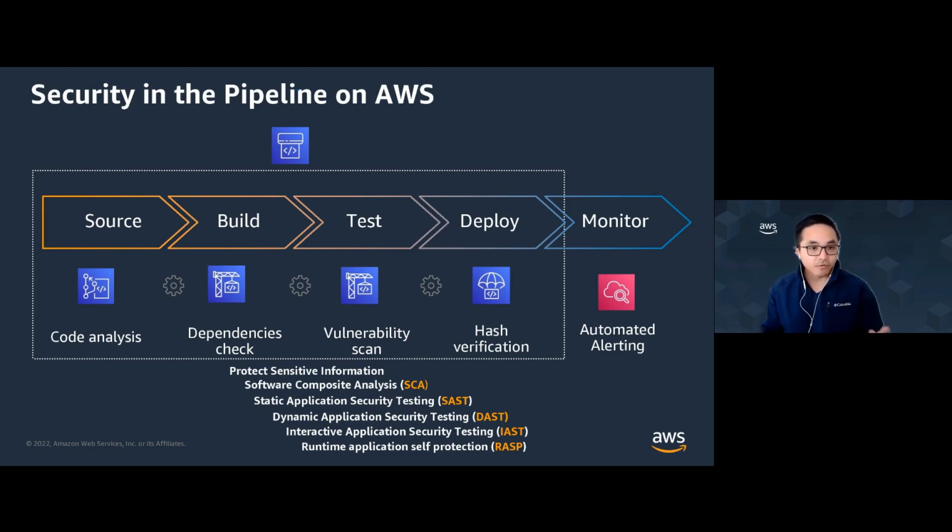Then when you move on to testing, you want to scan for vulnerabilities. Once you're about to deploy and you already have your artifact, you want to do a hash verification so that the artifact's integrity is confirmed and it has not been tampered with. And you also want to set up automated alerting to monitor the performance, the security, and the access of your application.